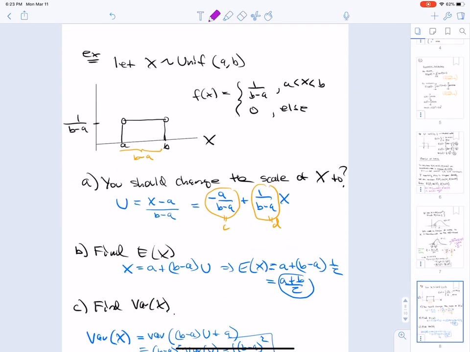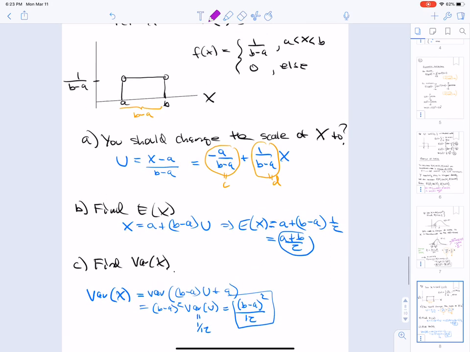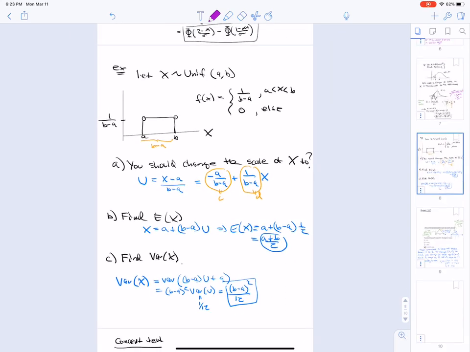So I asked you, say that x is uniform AB, which has density 1 over b minus a for x between a and b. So I asked you to find a change of scale so that you can easily find the expectation of x and the variance of x. So the obvious change of scale is we want to convert this to the standard uniform. So u will be x minus a. I'm transferring a to the origin, and I'm dividing by b minus a. And so that is a change of scale.